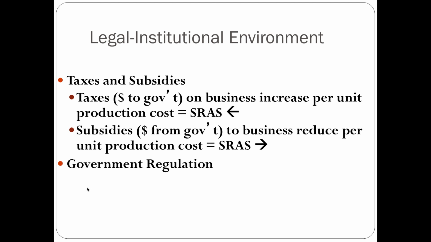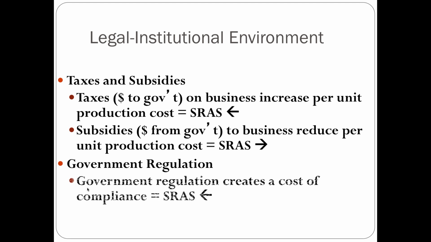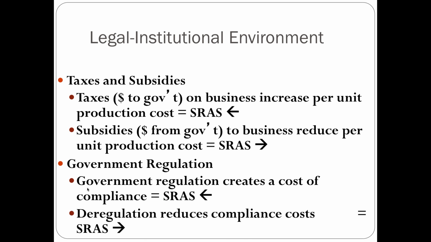Then you have government regulation. Government regulation is going to create a cost of compliance. That cost is going to cut down on profits, and short-run aggregate supply shifts to the left. Less regulation means less compliance costs, so short-run aggregate supply is going to shift to the right.